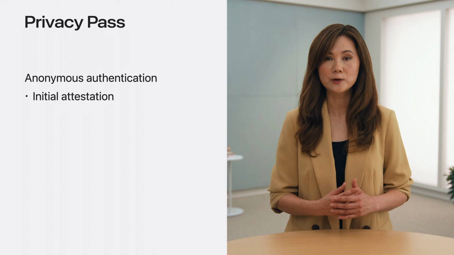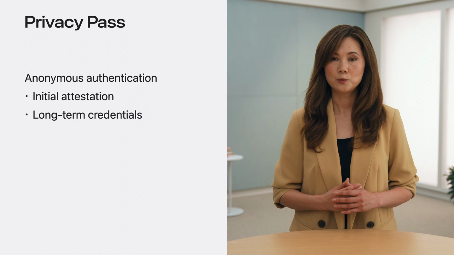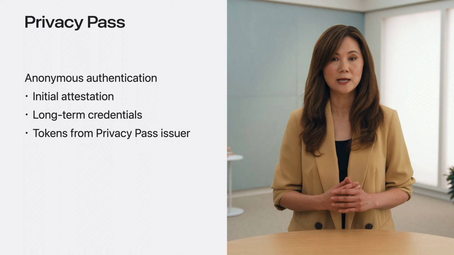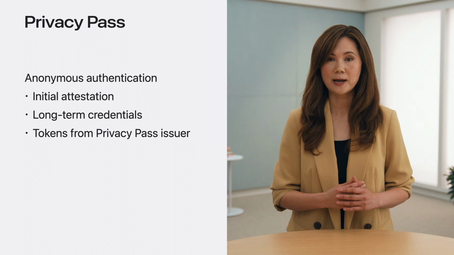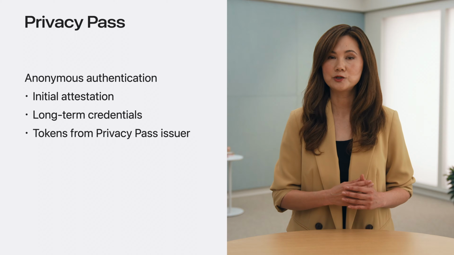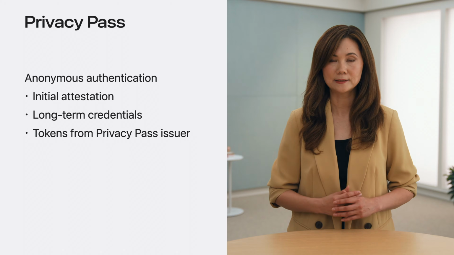Each device goes through an initial attestation to get a long-term credential, which can then be used to retrieve a collection of cryptographically blind sign tokens from the Privacy Pass issuer. The device uses these tokens to authenticate with your server without revealing identity.